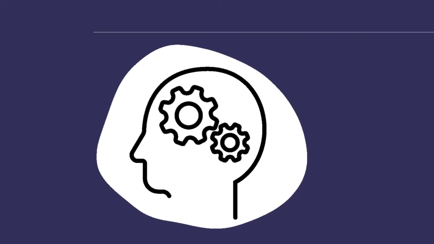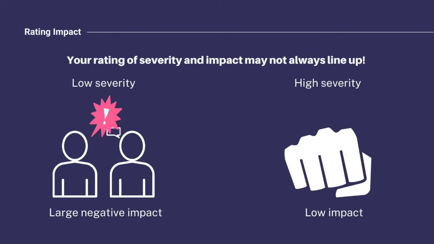Sometimes your ratings of severity and impact may not always line up, and that's okay. Low severity behaviors, such as interrupting another's conversations, can have a large negative impact, especially in families and when it is very frequent. On the other hand, high severity behaviors, such as punching holes in walls, can have a low impact on you, such as when it occurs in residential care facilities around staff experienced with managing behaviors.